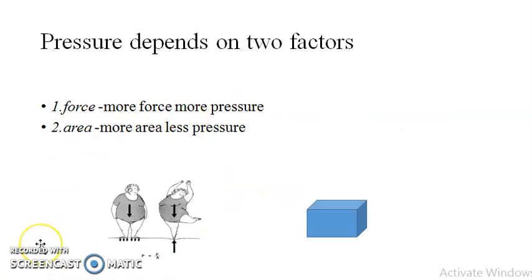It depends upon two factors. First one is force and second one is area. It has a direct relation with the force. That means the more force we apply, the more will be the pressure applied. And second one is area. It has an inverse relation with area. That means the more the area, the lesser is the pressure. Here are many examples which depict its dependence on the second factor, that is area.